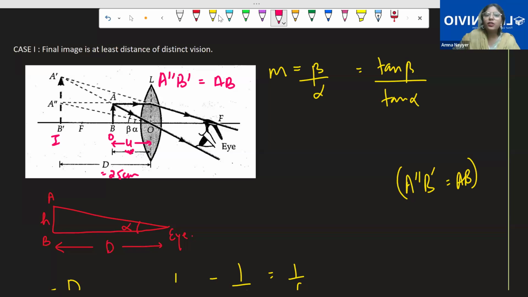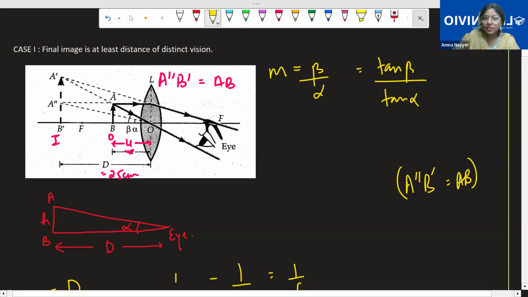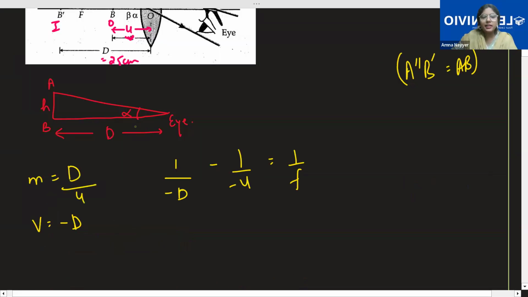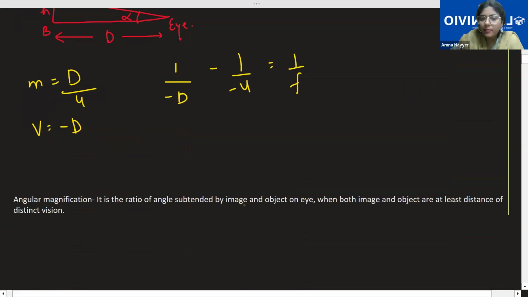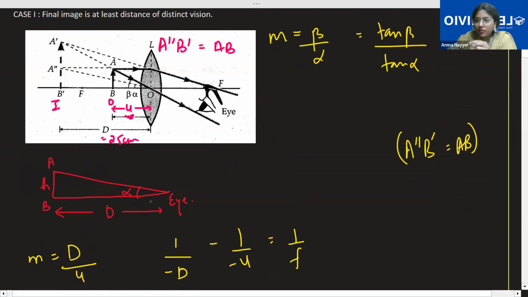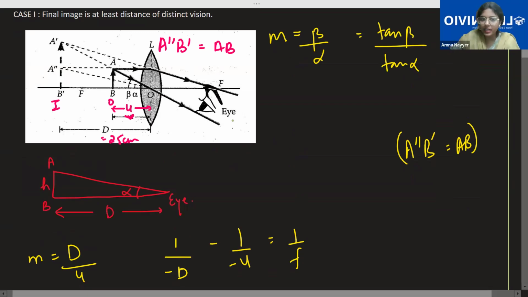Now, what is angular magnification? It's the ratio of beta by alpha. Beta means, I'll show you the definition. It's the ratio of angles subtended by image and object on the eye when both are at the least distance of distinct vision. This at the least distance of distinct vision, this at the least distance of distinct vision. That's why I've taken them separately.